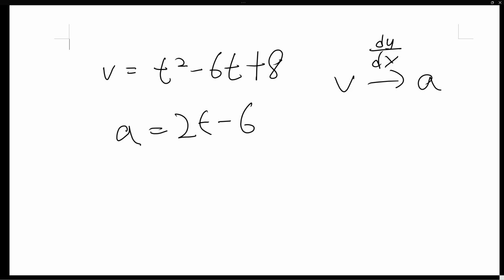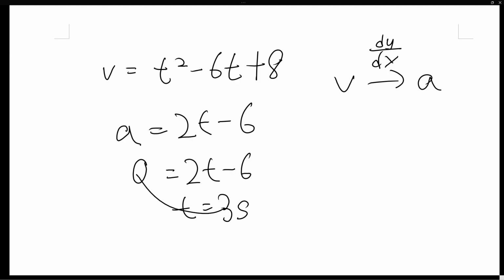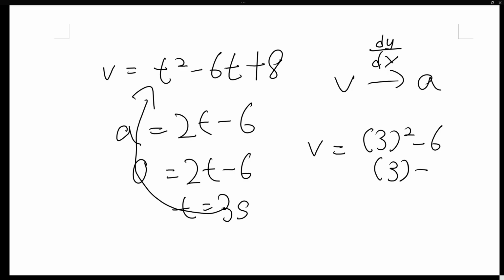And then after that, remember, dy/dx is equal to 0 when it's minimum. So a will be equal to 0. So 2t minus 6 equals 0, you will get t equals 3 seconds. So at the third second, the velocity is minimum. So we sub this back into the v formula. So v equals 3 squared minus 6 times 3 plus 8.